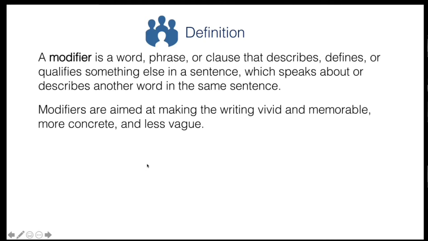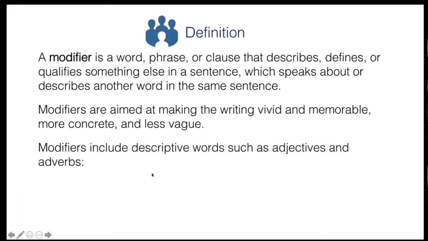Why do we use them? Because we could have avoided them easily, right? But we use modifiers to make your writing more, well, memorable, maybe clear, maybe vivid. Well, maybe not in academic writing, but it depends, right, on what we talk about. Obviously, it helps to make your writing less vague and clearer.